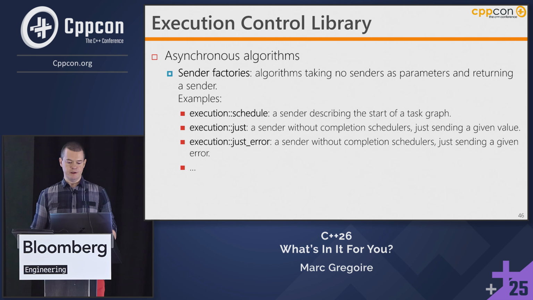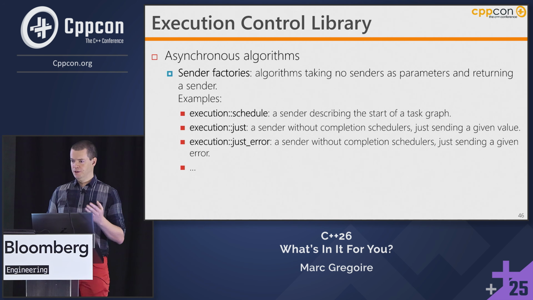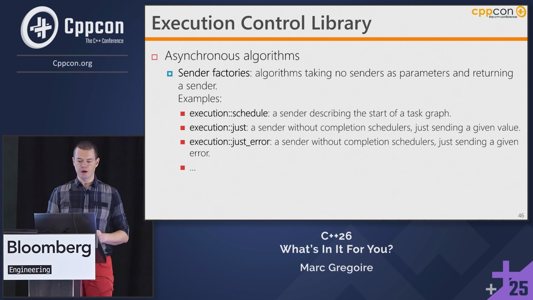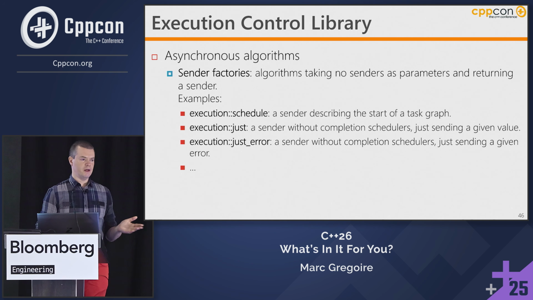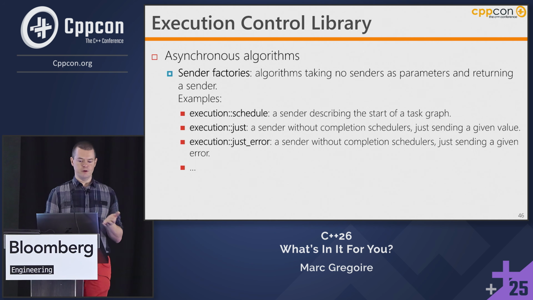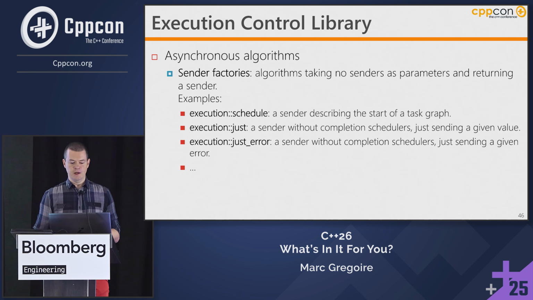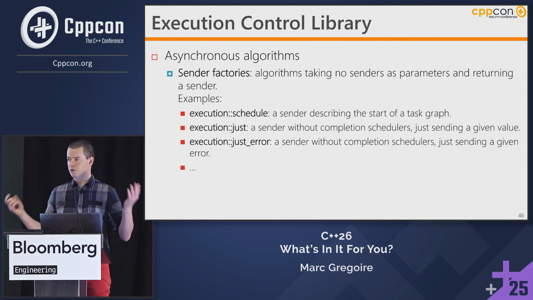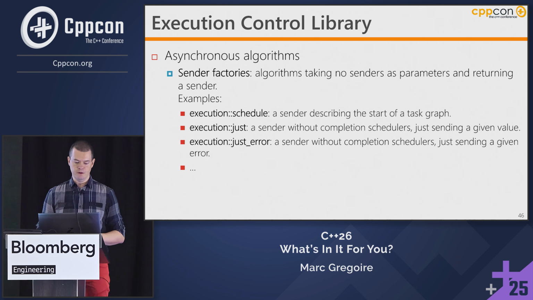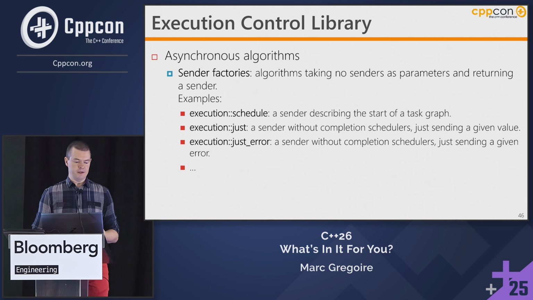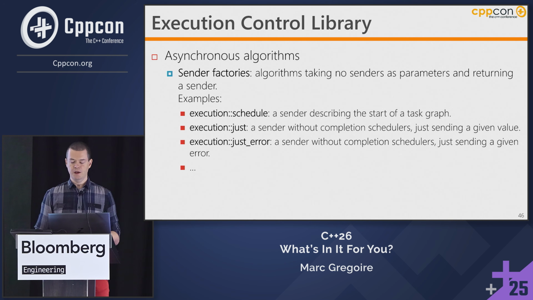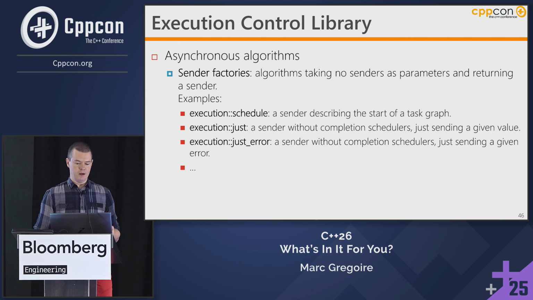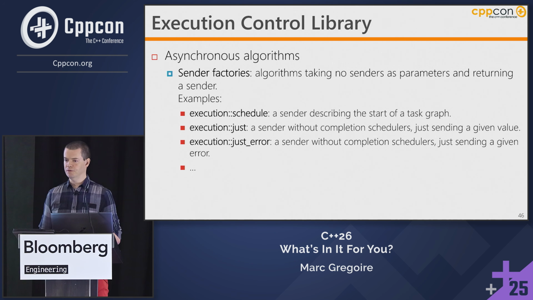Next, we have several asynchronous algorithms. We have sender factories, sender adapters, and sender consumers. So let's look at them one by one. Sender factories are algorithms that take no senders as parameters and they return a sender. So the first example here, execution schedule, that's actually a sender that starts the whole task graph. We will see that in an example. We have a sender factory execution just. That is just a sender without any completion schedulers. It just sends a given value. And just error, similarly, just sends a given error.